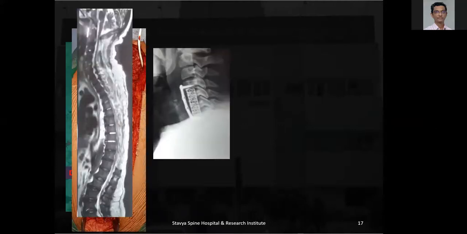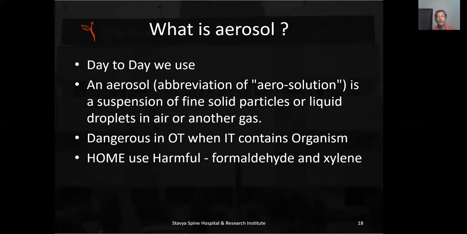What is aerosol? It's something we use day to day, particularly in household sprays, even the fly and mosquito sprays; they all have aerosol. But it can turn out to be quite dangerous in the operation theater, because the aerosol generated with the cautery and the tools which we use can carry organisms. And this high-speed burst can really make a cloud in the operation theater.